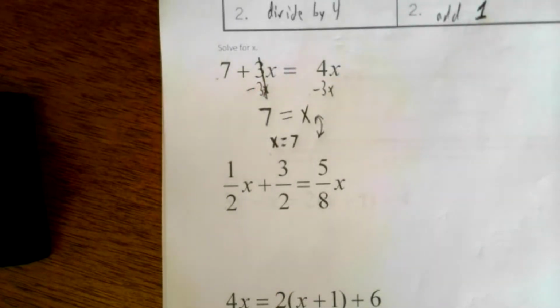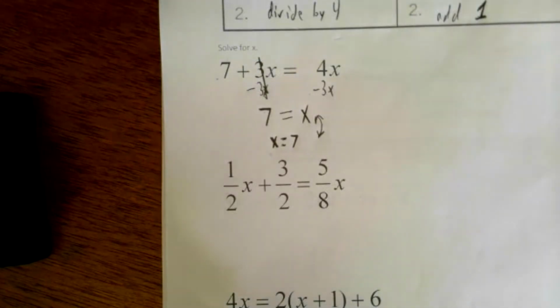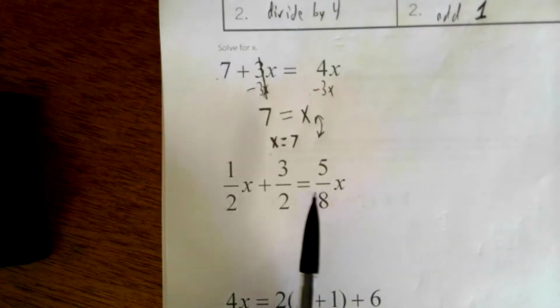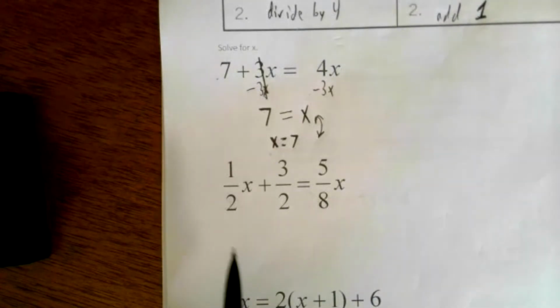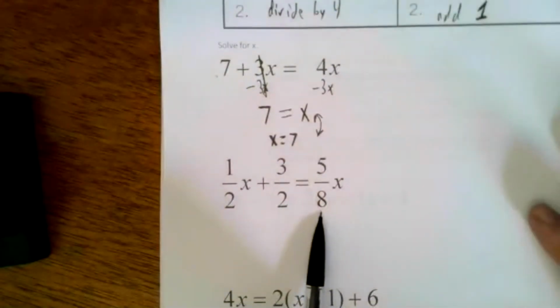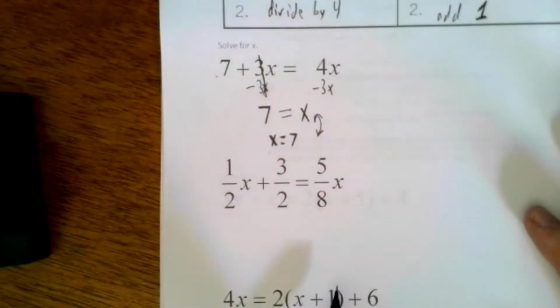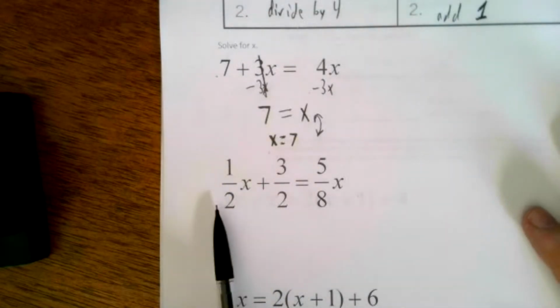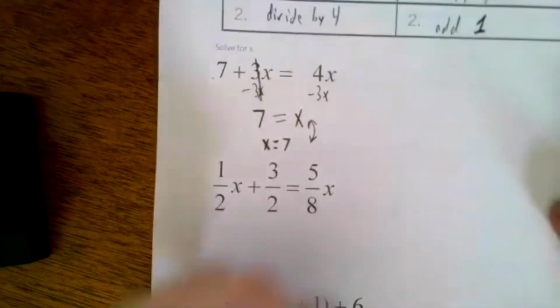But maybe I want to work with whole numbers, right? A lot of the time with fractions, it gets kind of messy. So since this is an equation, I can multiply both sides by a certain number, as long as they're the same number, and I'll still have the same equation. I see that I have 8 over here, which is our biggest fraction. So I'm going to multiply both sides by 8.